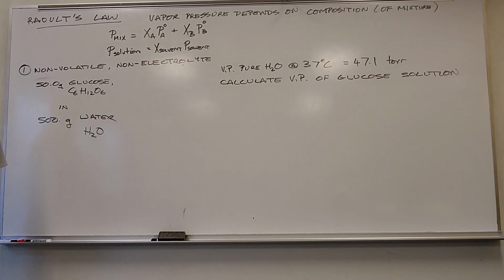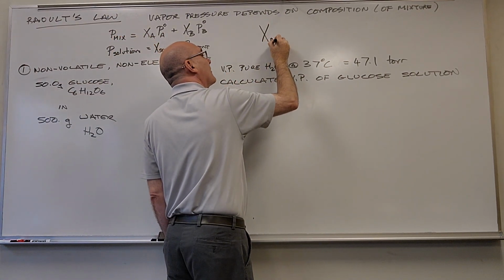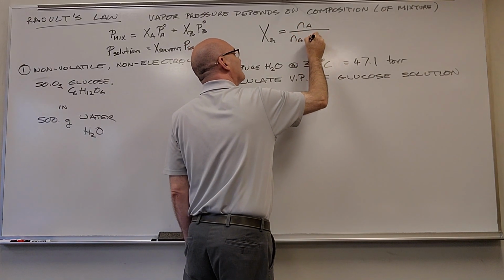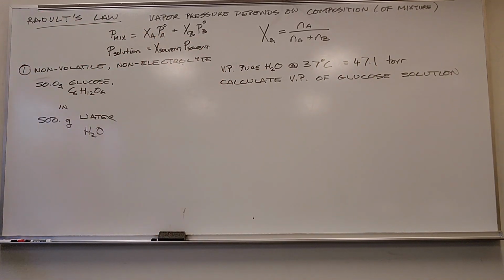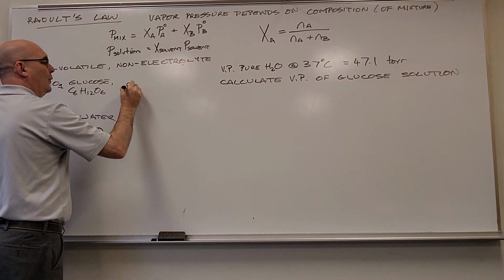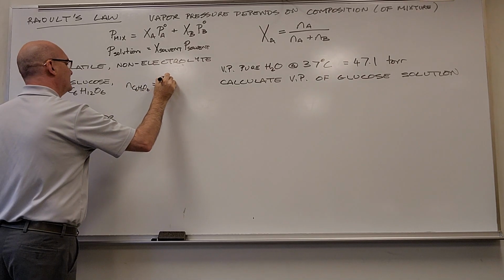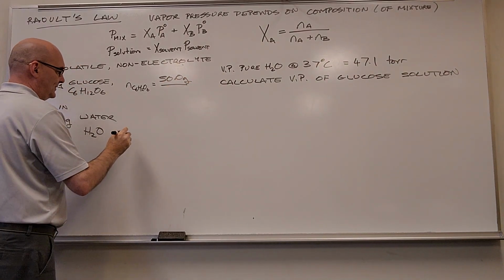Okay. What's X? Moles of whatever. Mole fraction. It's mole fraction. And what is mole fraction? Moles of whatever you got over moles of what you have. So we're going to need to know the moles of these guys. Okay. So moles of glucose is 50 grams divided by whatever the formula mass of glucose is.